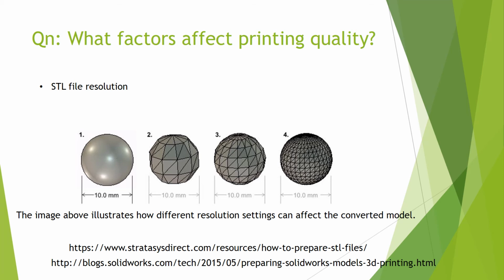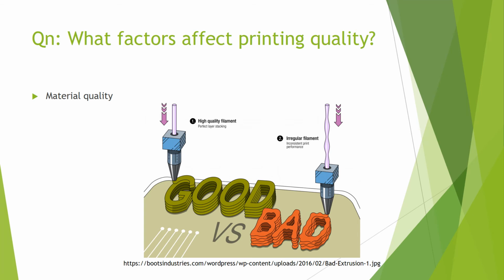So the last factor that I want to mention is material quality. With high quality filament versus an irregular filament, you will see an effect on the 3D printed part. I think this is also very dependent on the 3D printing process. But in general, the better quality material you use, the better the final part that you get.